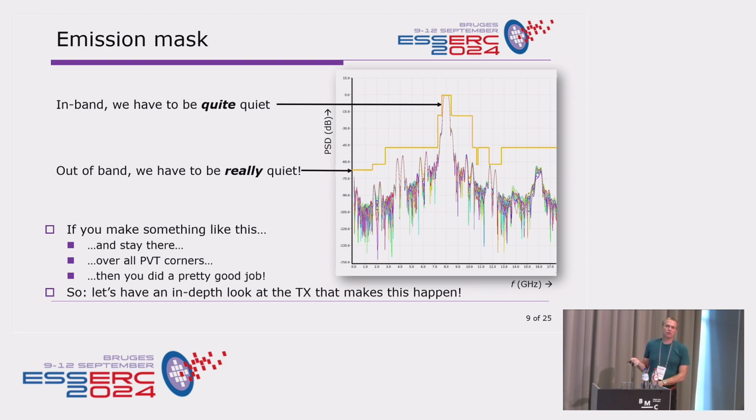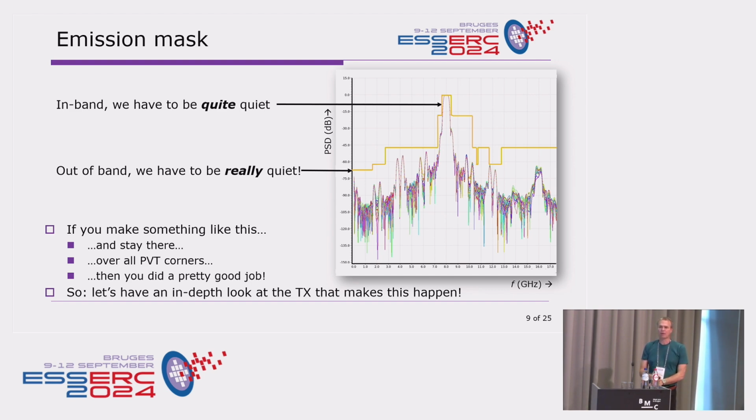So basically what you need to do is make a radio transmitter that makes a waveform something like this. This stays neatly below the yellow mask over all frequency corners. And it needs to stay there over all process, voltage, and temperature corners. So you have to be pretty confident that your design is robust and good. And if you do that, then you did a pretty good job.